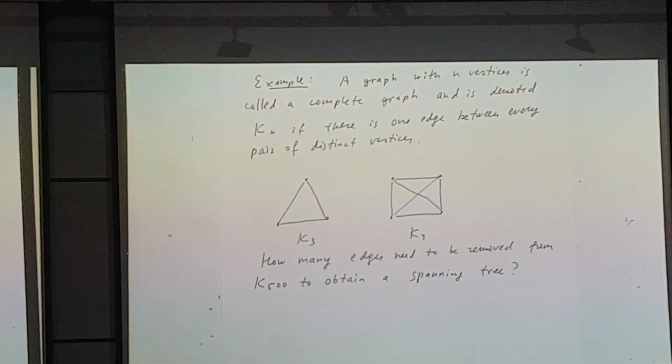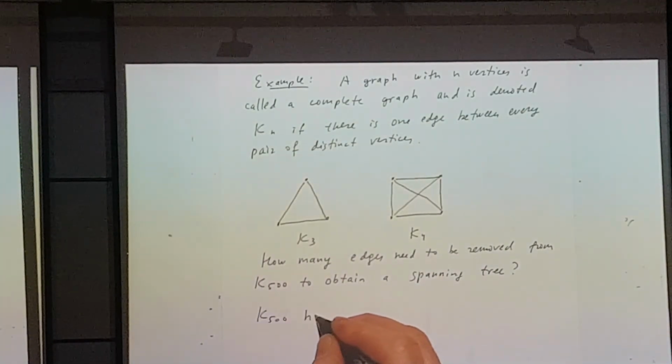So in K500 we have 500 vertices, and each vertex is connected to each other vertex, right? So if you want to count the total number of edges, it's the same as counting the distinct pairs, or counting all combinations with two elements from the given set of 500 elements. Because I pick two vertices from the set of 500 possible vertices. And they have to be distinct, so it's a subset, and the order in which I pick doesn't matter. So those are combinations. It's not hard to count them.